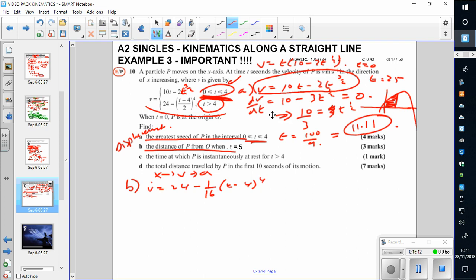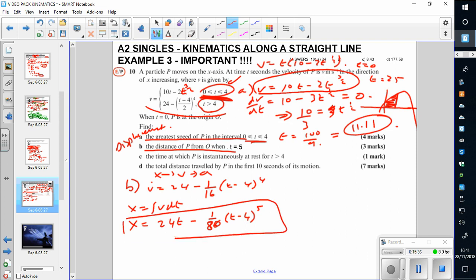I can integrate this. So x is the integral of v, and I'm going to get 24t, take away 1 over 16, and now it's just a chain rule, isn't it? So plus 1 to the power, divide by new power. So 5 times 16 is 80. So we are here, and I could quickly differentiate that to check. Now the problem is we have a plus c here. What is that plus c? So we would need initial conditions, wouldn't we, to find that plus c.